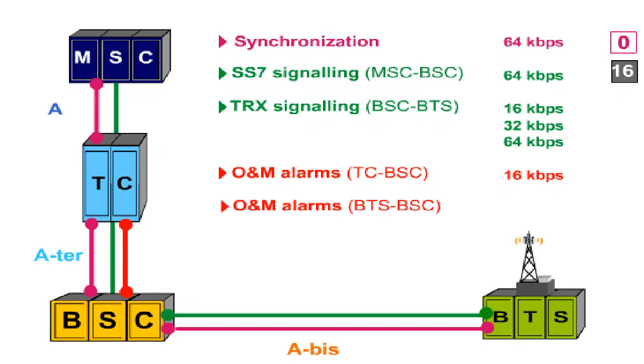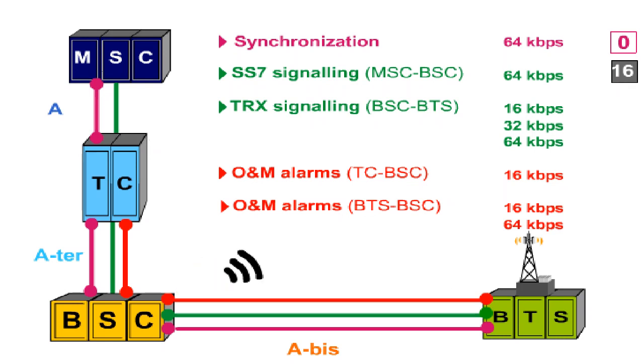O&M alarms from the BTS are transmitted to the BSC, which is also the O&M master for the entire BSS, over the A-bis interface at 16 or at 64 kilobits per second. If the BSC is unable to correct the errors that cause the alarms, or if it detects an error within itself, it informs the OMC directly, or forwards the alarms from the BTS or TC to it.